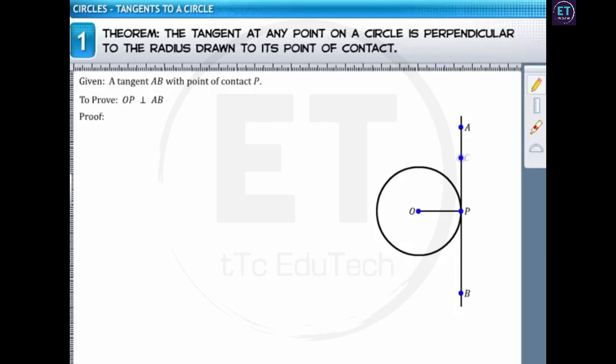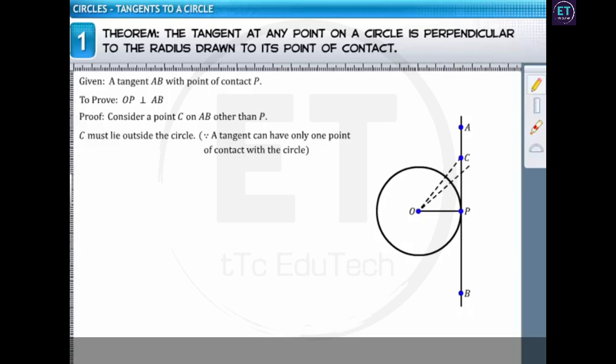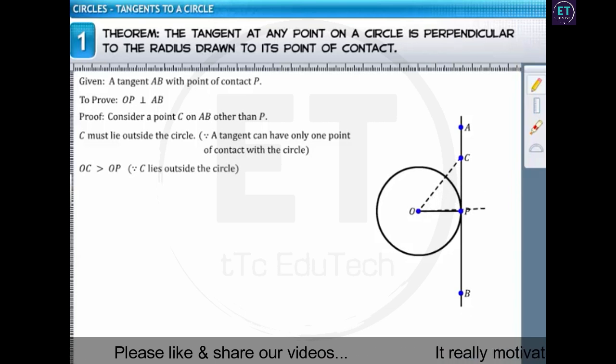Now consider another point C other than P on the tangent AB. Can point C lie on the given circle? Certainly not, because if C lies on the circle, then the line segment AB has 2 points of contact with the circle, which contradicts that a tangent has only 1 point of contact with the circle. Thus C must lie outside the circle. Now compare the length of OC and OP. Which do you think is longer? OC is definitely longer than OP, since point P lies on the circle and point C lies outside the circle.